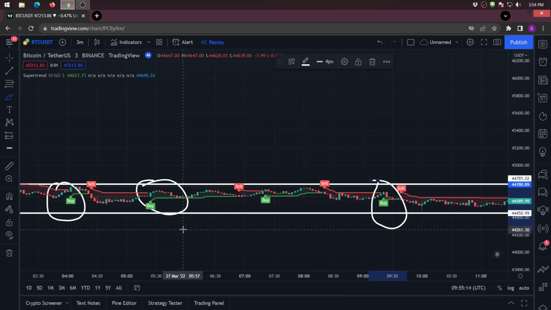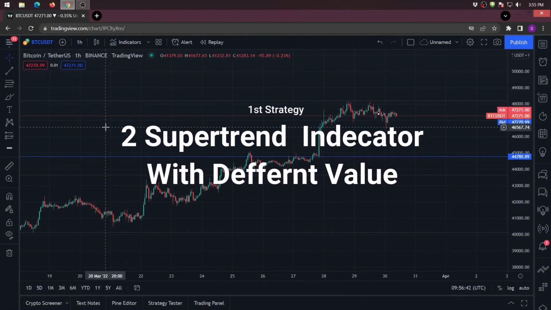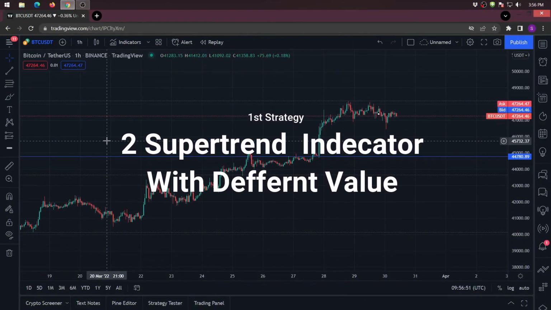If you trade a ranging market by Supertrend signals, it's very difficult to stay profitable. So how can you filter the pure signals from the Supertrend? Now I will share with you the top Supertrend trading strategies that help you filter pure signals. The first strategy is two Supertrend indicators with different values.